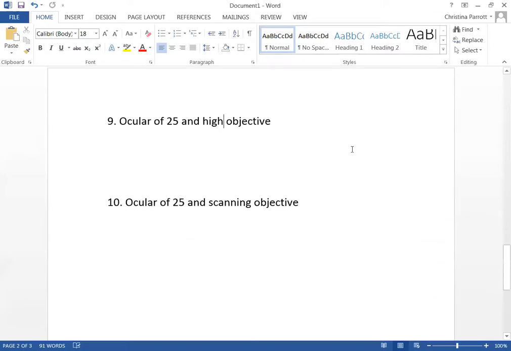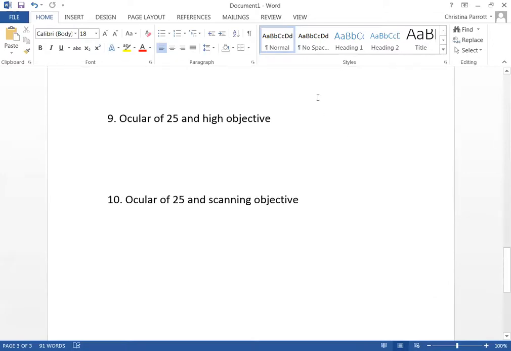And our last two down here, we've changed the ocular again, and this time our ocular is going to give us a magnification of 25. So our ocular is 25, and in number 9, we're multiplying that by our high power objective. Our high power objective gives us a magnification of 40. So 25 times 40 is 1,000.